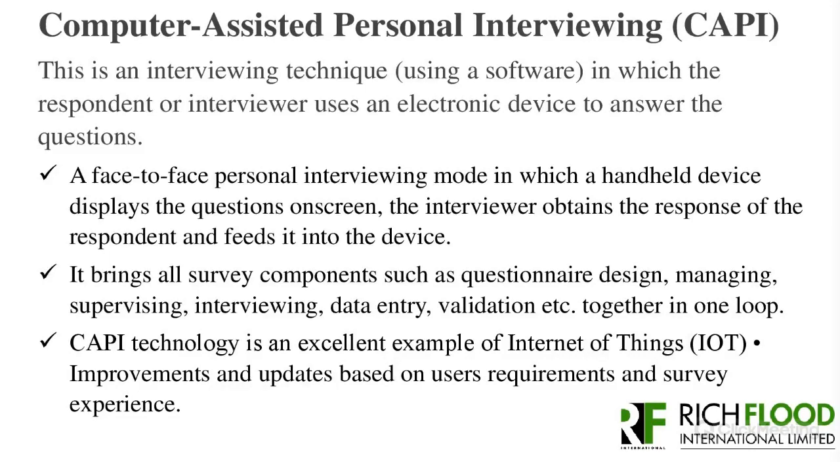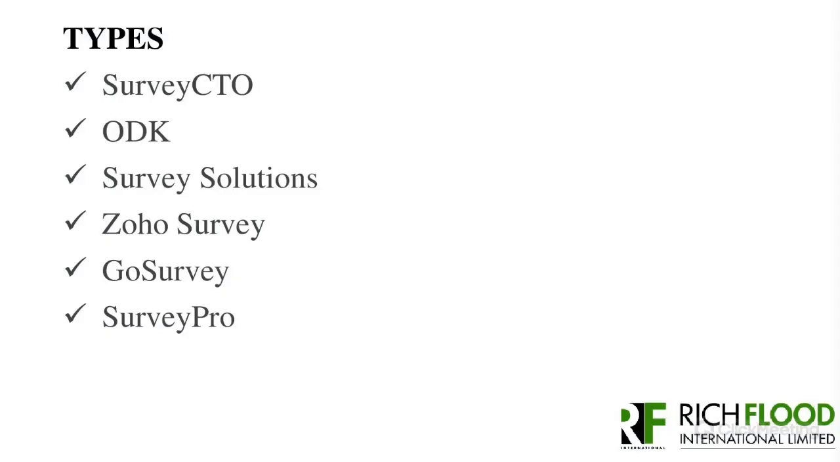Now, compare this with going out with your printed questionnaires. Maybe you are to interview, say, 200 persons, distributing the questionnaires. At the end of the day, you'll be coming up with bulky papers. But with your device, you have all these questions in one point, just your small device. CAPI technology is an excellent example of the Internet of Things, with improvement and update based on users' requirements and survey experience. It depends on what you want to do. You configure it to your standard.